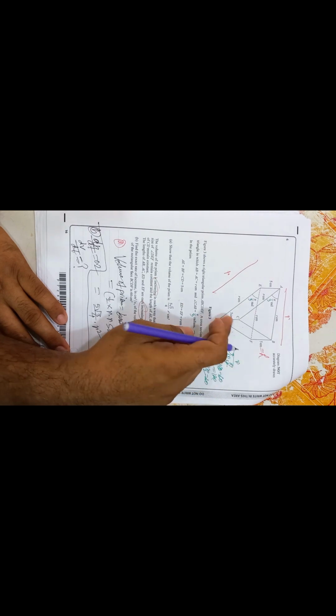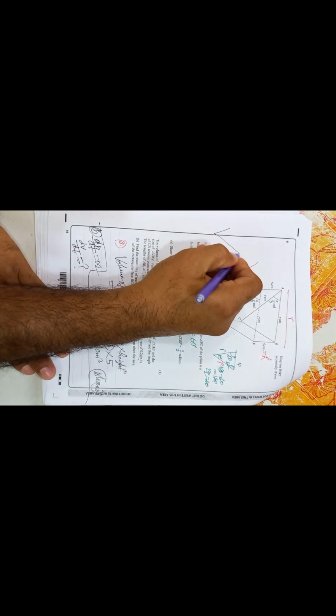Okay, the volume of the prism. When the area of the regular face BCDF, here BCDF is a rectangle. It's a rectangle BCDF.